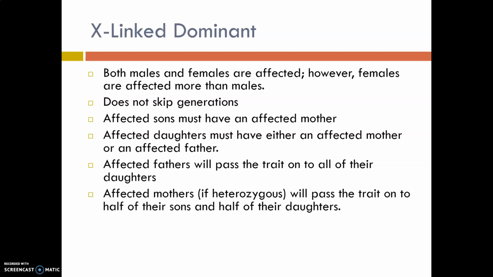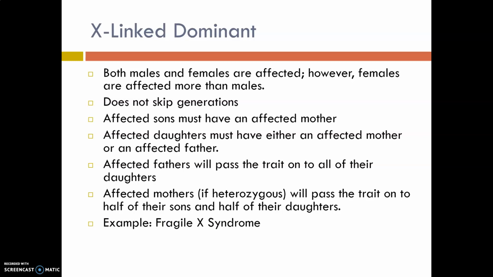Affected mothers, if they're heterozygous, will pass the trait on to half of their sons and half of their daughters. Now, again, with heterozygous, you won't know for sure if they're heterozygous, but if you see an affected mom and about half their sons and half their daughters affected, you should be thinking X-linked dominant.